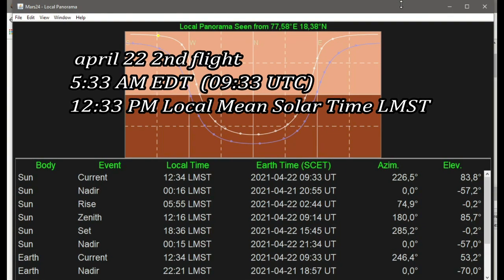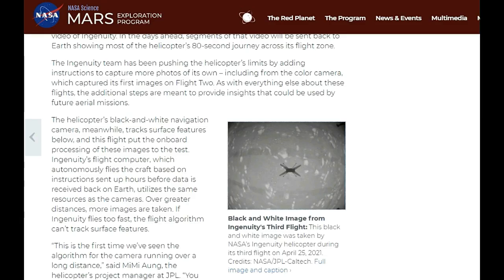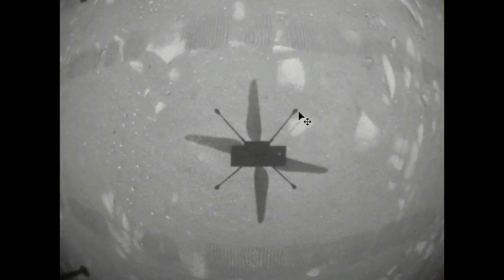Second flight, also at 12:33 p.m. local Mars time, when the sun is overhead. This picture tells us the sun was right above the helicopter. Otherwise, the angles of the shadow would be skewed. So these are made with a black and white navigation camera. I suppose it can take only photos, because I've not seen moving images from this.